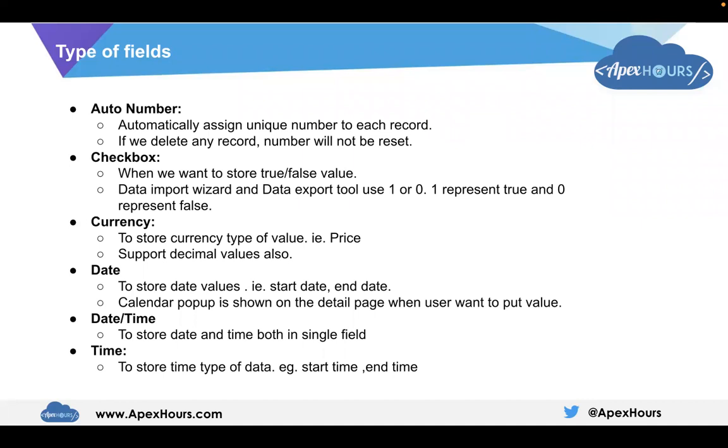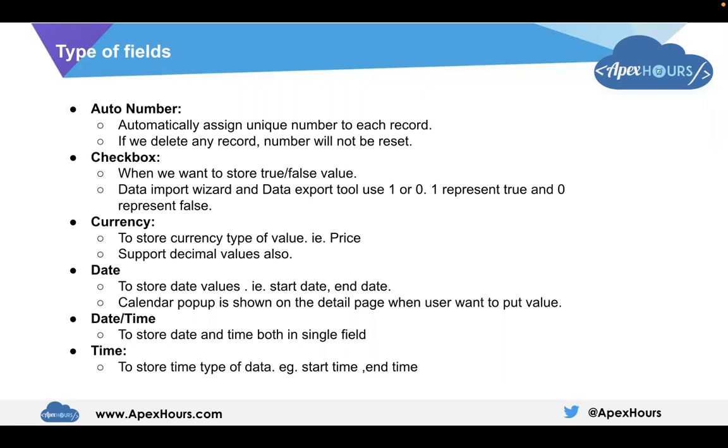Okay. So the first one is auto number. It automatically assigns a unique number to each record. And if we delete any record, then the number will not be reset. So let's suppose in employee skill, the name was auto number. By default, it was 001, then 002. Recently, we deleted two records. But if we again go and create a new record, then it will not start again from 001. Basically, it will start from 003.